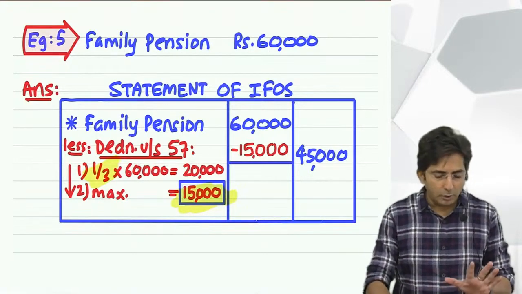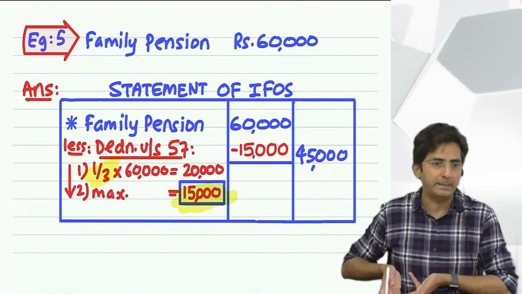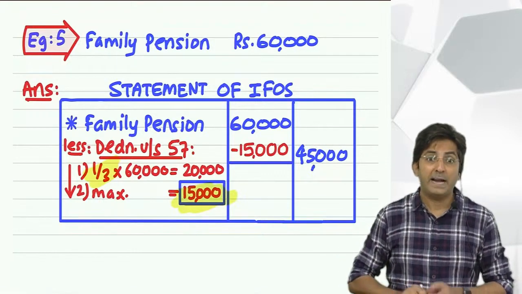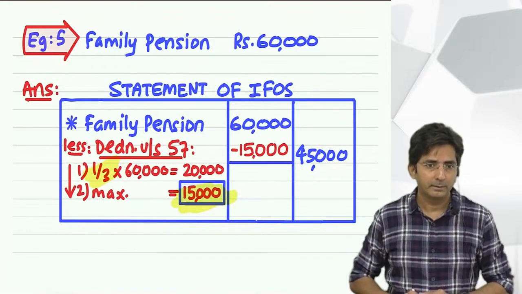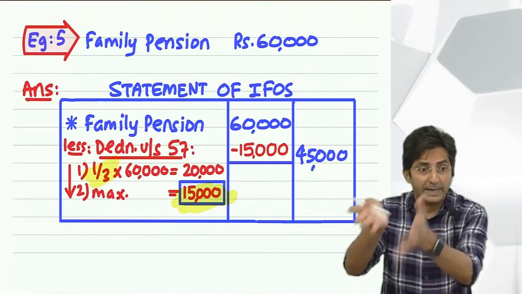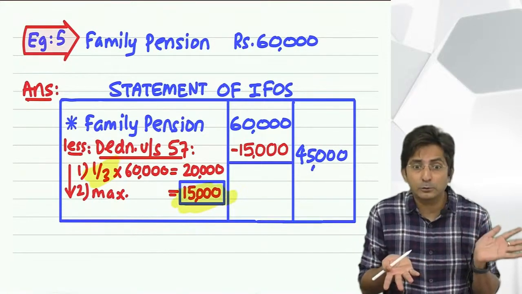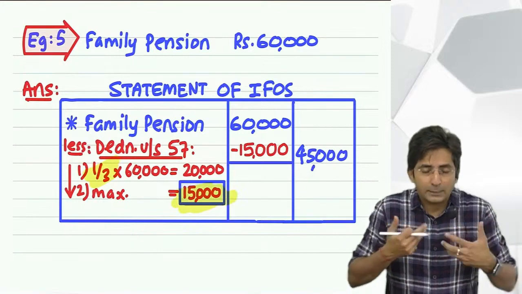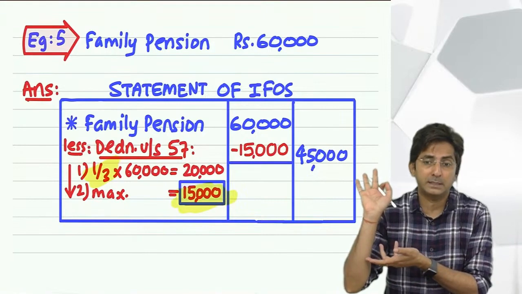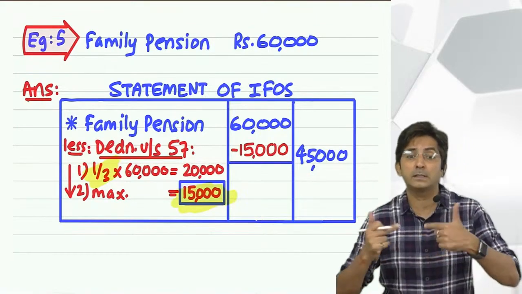And see, it is not necessary that always the husband dies and the wife left behind gets the pension. It can be vice versa also. How? The wife was doing the job and the wife suddenly died, and after the death of the wife, the husband is getting the pension. It can be that way also. Casually I might have said that after the death of the husband, the wife is getting the pension, but it's not necessary always. It can be vice versa also.